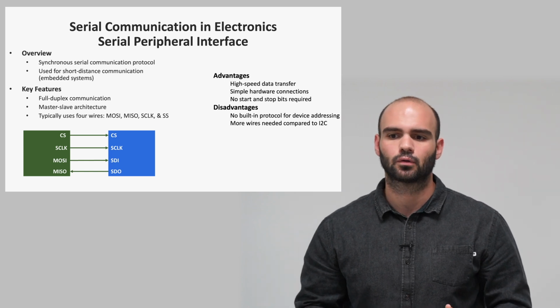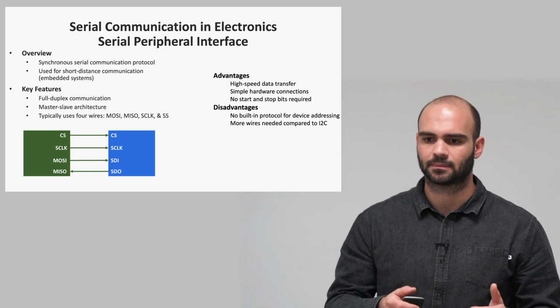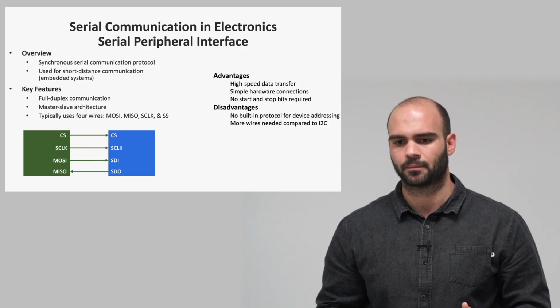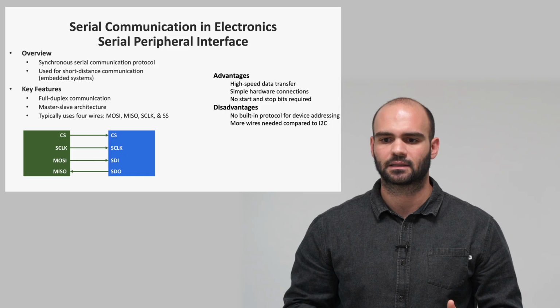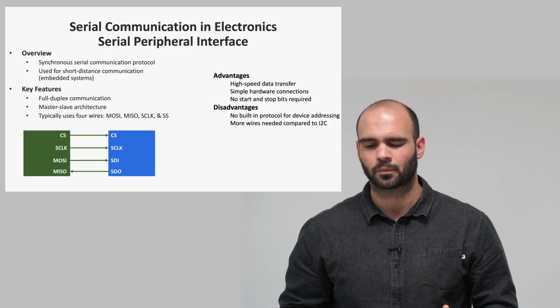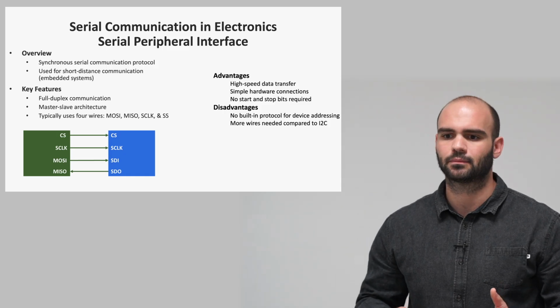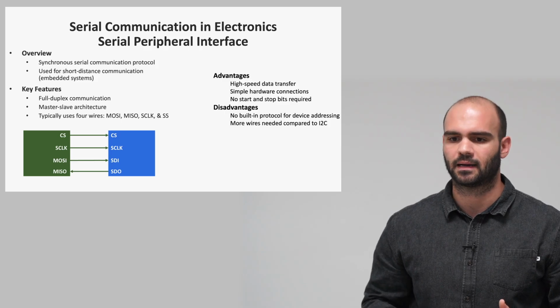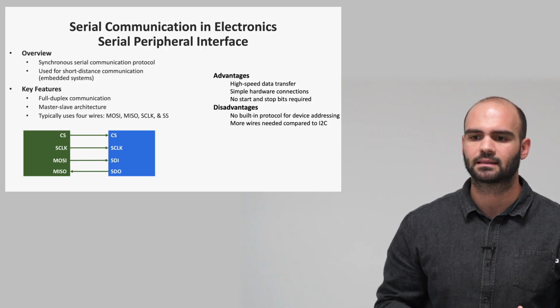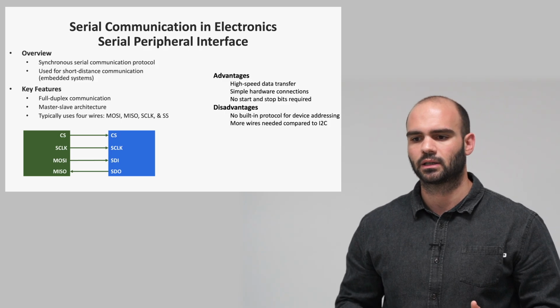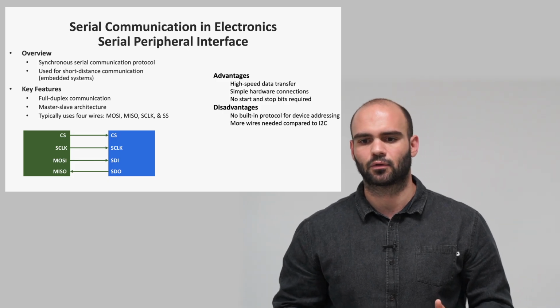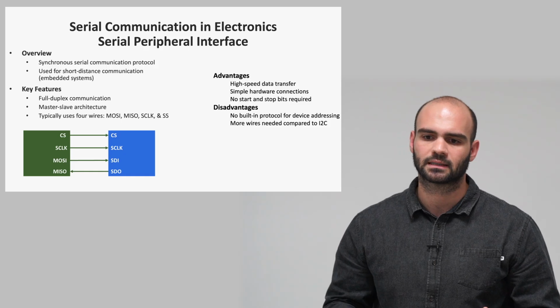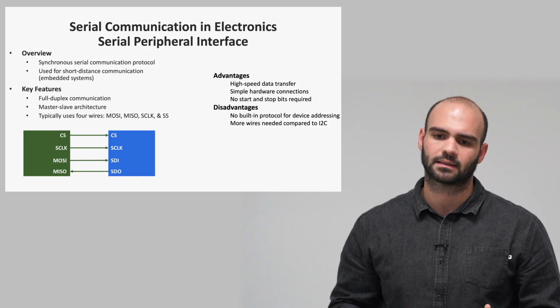SPI allows full duplex communication, meaning data can be transmitted and received at the same time. The main advantages of SPI are its high-speed data transfer and simple hardware connections. However, it has some drawbacks. It doesn't include built-in device addressing and needs more wires than protocols like I2C. Overall, SPI is fast and efficient for direct communication between microcontrollers and sensors or memory devices.